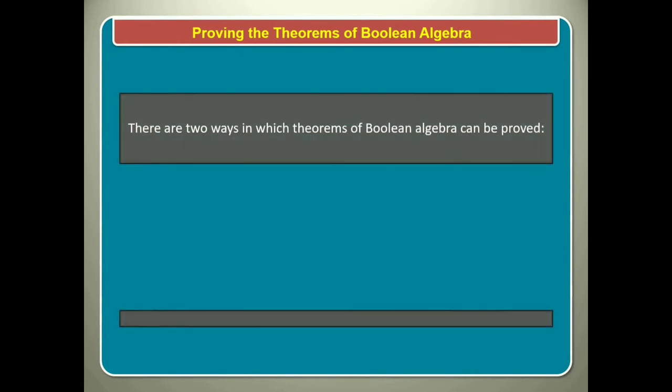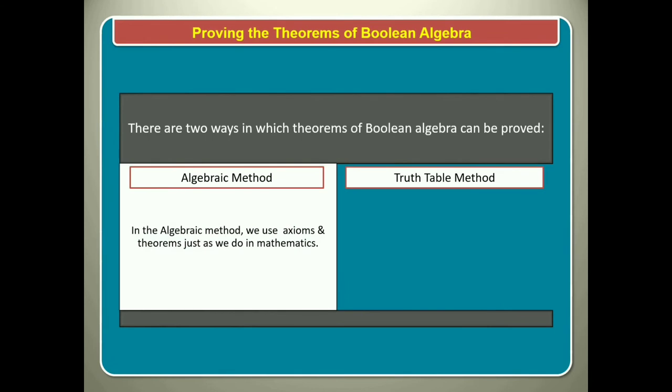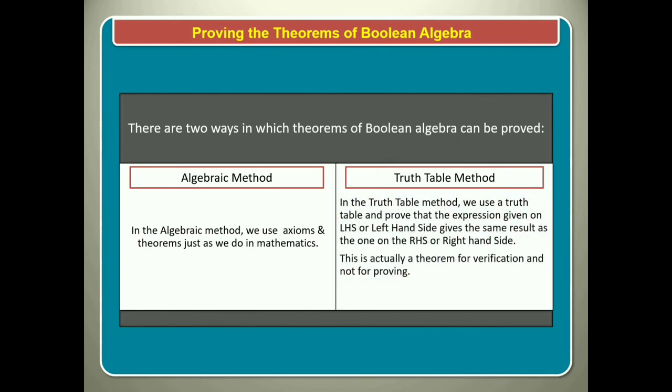Let us now move ahead to prove the various theorems of Boolean algebra. We can prove the theorems in 2 methods. The first is the algebraic method, and the second is using the truth table. In the algebraic method, we use axioms and theorems, just as we do in mathematics. In the truth table method, a truth table is used to show that the expression given on the LHS, that is, the left-hand side, gives the same result as the one on the RHS, or right-hand side. This is actually a method for verification and not for proving.